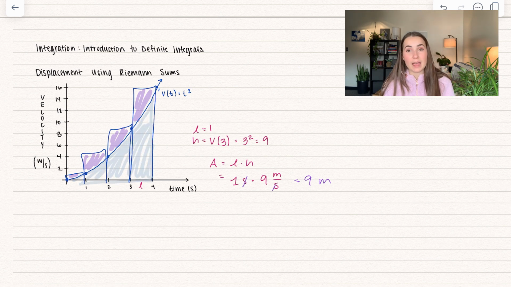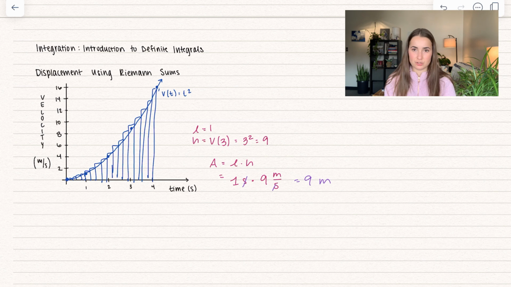So what would happen if we made all these rectangles smaller? What would happen if we were to continue decreasing the length? I tried my best to draw in little rectangles, but when we decrease the length of them, so we make them skinnier, we're going to get a more accurate estimation of the area under the curve. So that leads us to what a definite integral is.